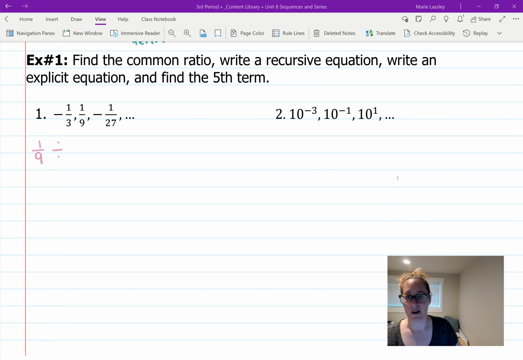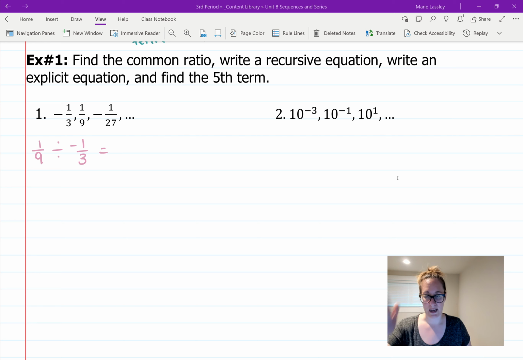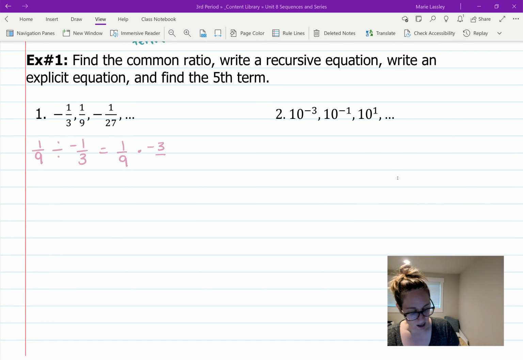All right, and we know when we divide fractions, we flip the second one and multiply: keep the first, flip the second, change the sign, KFC, right? Because we all love some fried chicken. So 1/9, change it to multiplication, and then flip, so we get 3 over 1. All right, this simplifies to -3/9, which is -1/3. So that should be my common ratio.